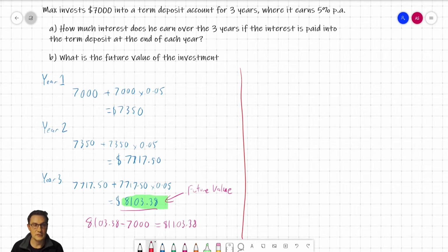Now, another way we could have calculated for this is we could have used the compound interest formula. The compound interest formula is a formula which helps skip all these steps, so you can just get straight to the answer quite quickly. Now, in doing that, the formula you use is A equals P(1 plus R)^N.